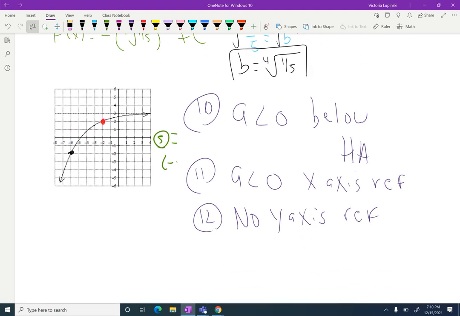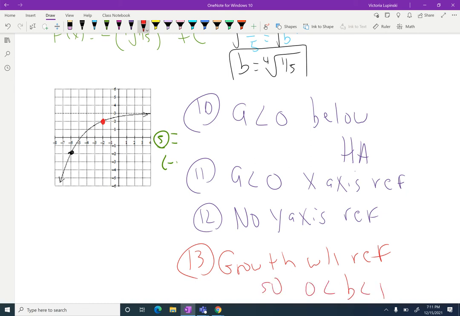If I was going to say something about B before I had actually solved it, this looks like a growth function, and it's a growth function with one reflection. In order for the function to look like growth after one reflection, the only way that could happen would be if B is between 0 and 1. And just so you know, the 4th root of 1/5 is in fact between 0 and 1. Any questions about that?